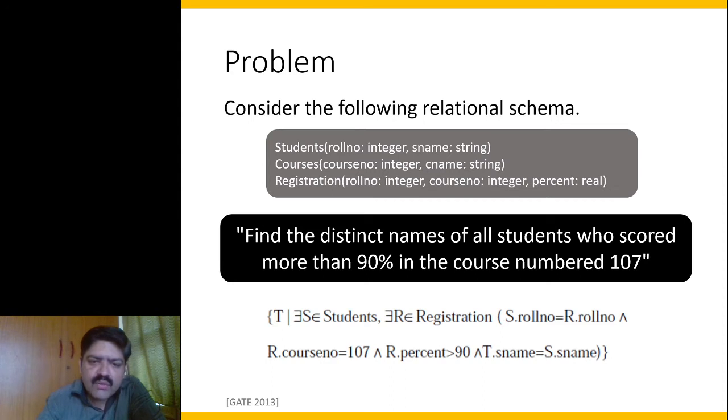And finally, I am only interested in the names. So when I select the tuple t, I'm only interested in t dot s name, but I copy s dot s name from the result of this predicate into t dot s name. So assume that's what is happening, and only those names would come out as output. These names are guaranteed to be distinct. That's because the output is a set. So that works for this question.